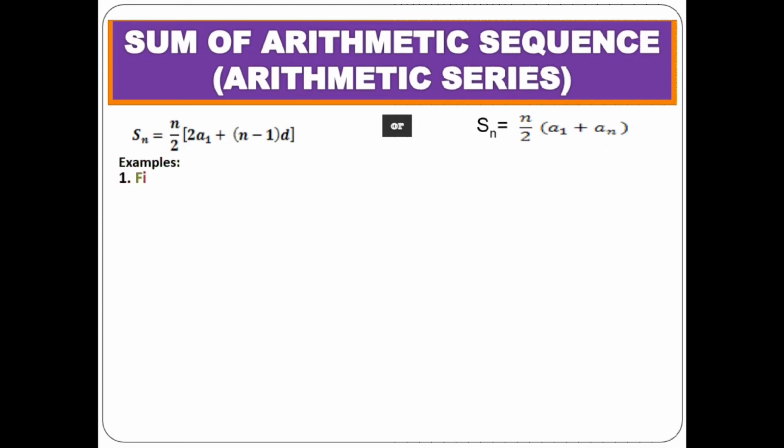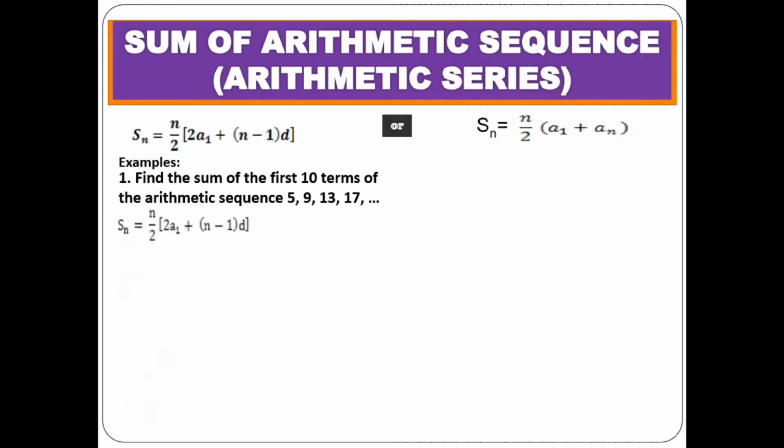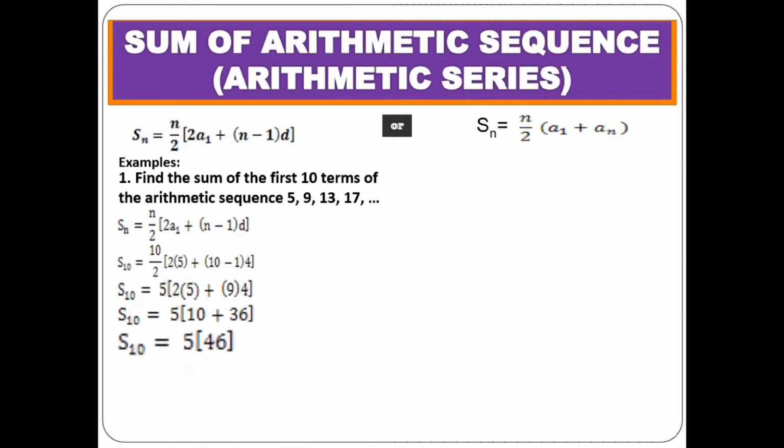Examples. Number 1. Find the sum of the first 10 terms of an arithmetic sequence, 5, 9, 13, 17, and so on. Since the last term is not given, we will use the formula S of n is equal to n over 2 times the quantity of twice the first term plus the quantity of n minus 1 times the common difference. In this given, since we are looking for the sum of the first 10 terms, the first term is 5, and the common difference is 4, and n is 10.